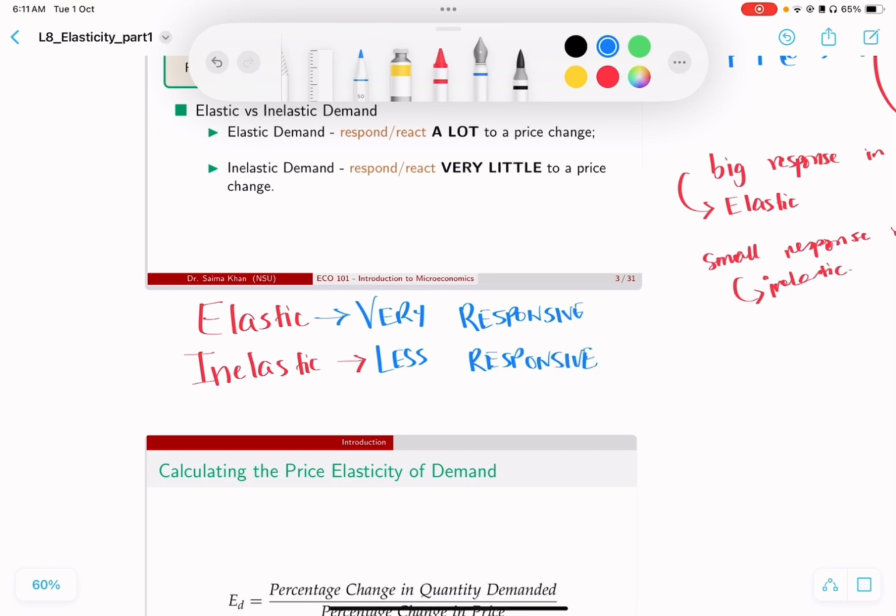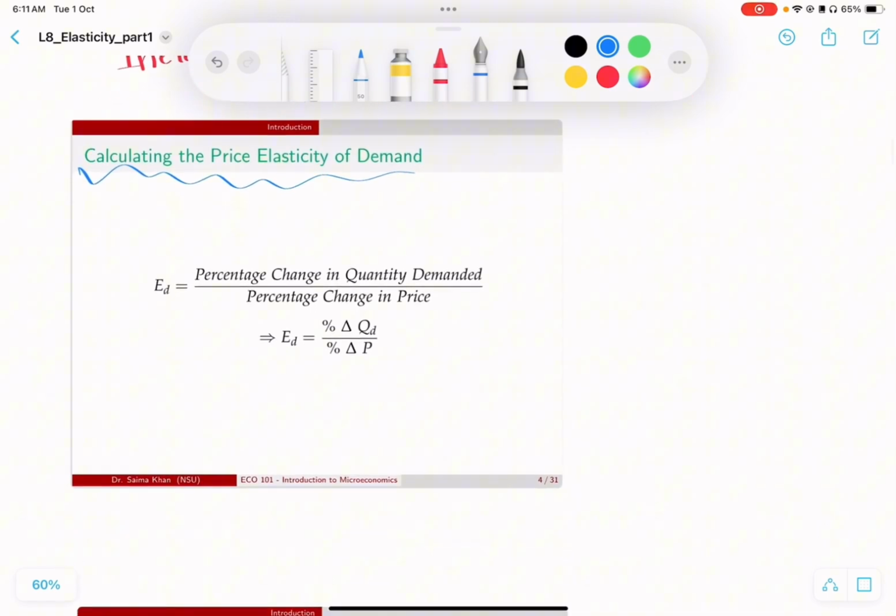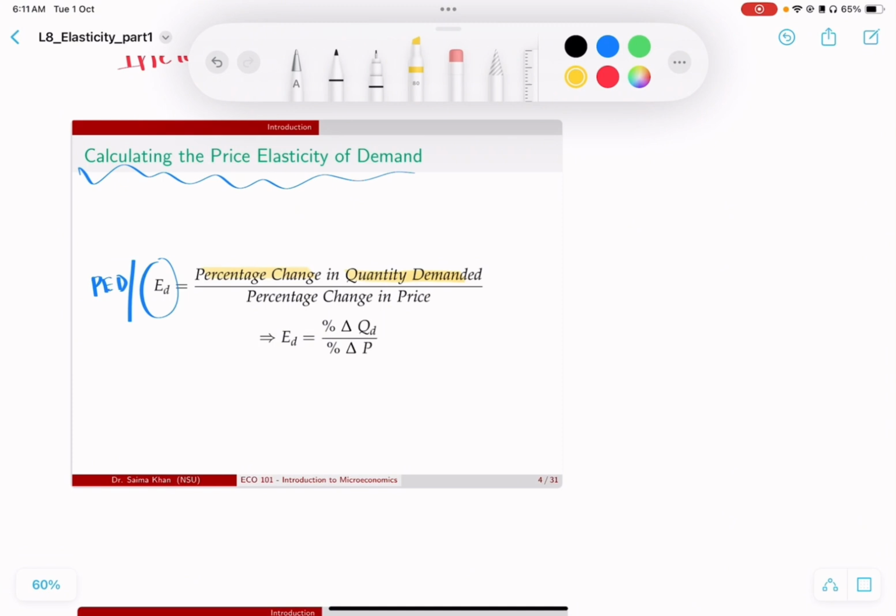Okay. So next, we want to get done with some of the preliminaries. What's important is that we figure out how to calculate the price elasticity of demand. It's just a formula being written down here. We're saying that the elasticity of demand, which we can also write as PED, the price elasticity of demand, is the percentage change in quantity demanded due to a percentage change in price. So for short, we can write it like this.